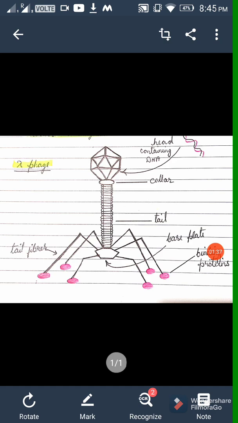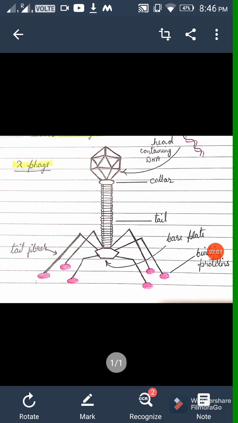This lambda phage consists of a virus particle, as you can see here, including a head. You can see a head containing DNA. The double stranded linear DNA genome is present in the head. Just remember that. And it has a tail, and the tail fibers. So this is the structure of a lambda phage.